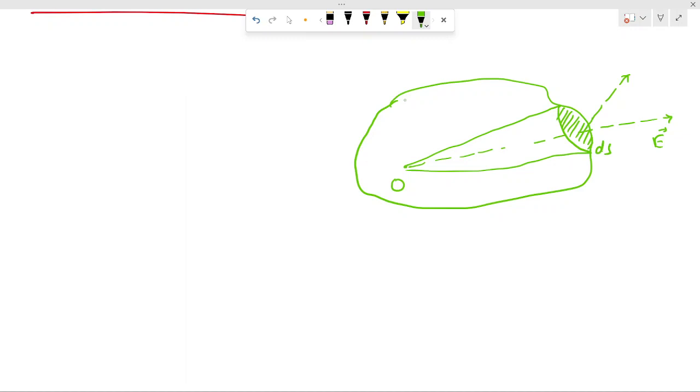This is your E vector. This is your angle theta. This is your d omega, that is a solid angle. This is your plus q charge. This is your r vector. Here the direction of normal is along this direction. Here this point is P. This one is dS. Okay, all clear.